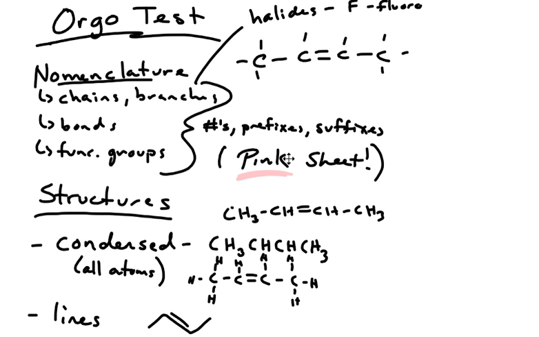When we're naming things, I'll talk about what we mean. When I drew this, it's kind of like, well, how much do I have to draw? Do I have to do carbons? Do I have to do all my H's? Do I have to do lines? We'll kind of talk about that. But numbers, prefixes, suffixes, those are all on your pink sheet.